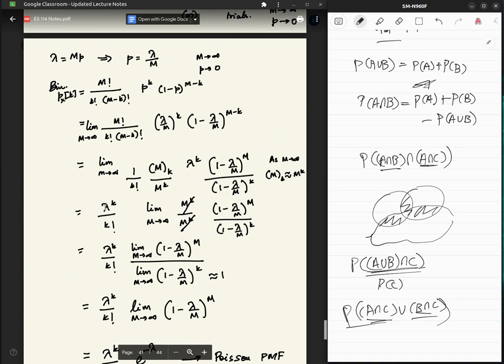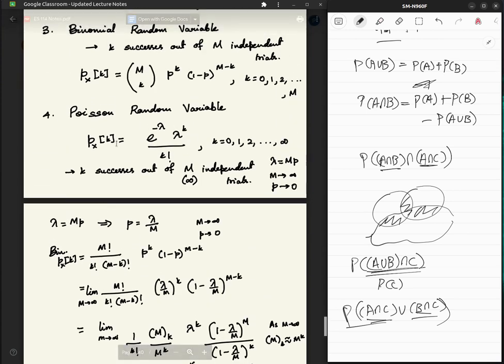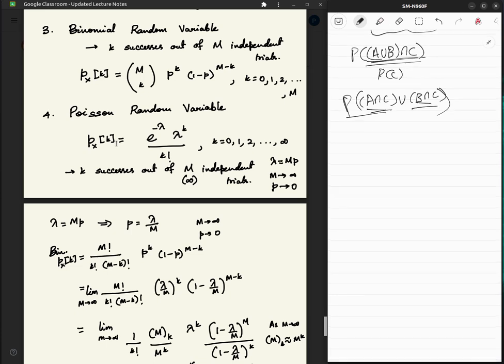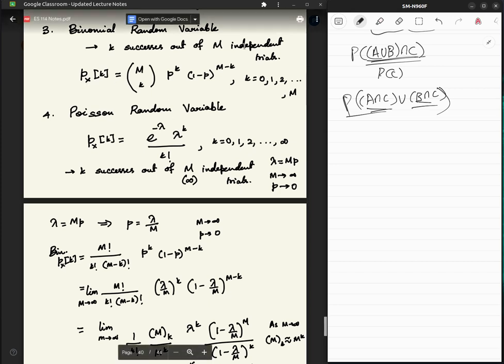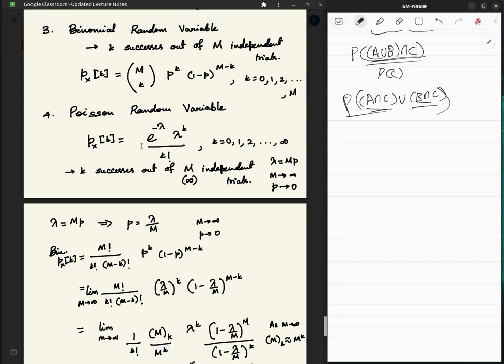Poisson random variable. Oh, there's a whole derivation for this thing. Yeah, I was looking at it in the lecture as well. Let's do this. P sub x of k equal to e power negative lambda, whatever. What is the question over here? K successes out of m independent trials, infinite trials. So over here, what is happening is m independent trials. Now over here, you're going to have infinite trials. So your tuple is made out of infinite elements, and from that you want to choose k trials which are successes, and then p power k.